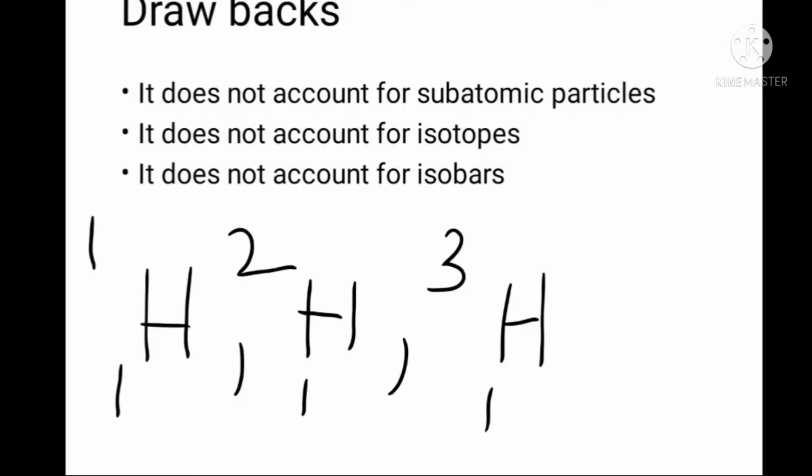The main drawbacks of Dalton's atomic theory are, first, that it does not account for subatomic particles. As we learned, the first postulate says the atom is made up of tiny particles and is indivisible. But it can be further divided into simpler units, that is, the subatomic particles: protons, neutrons and electrons. It does not account for subatomic particles.